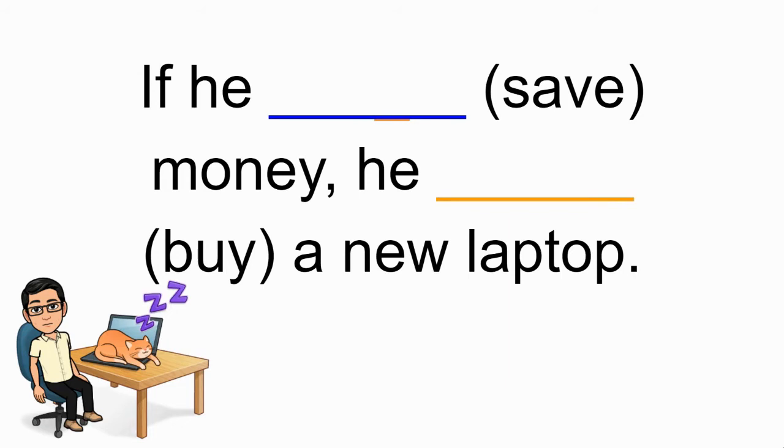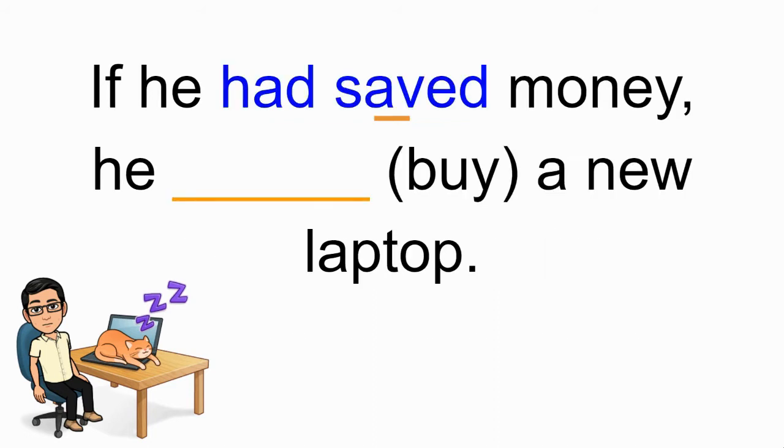If he blank save money, he blank buy a new laptop. Now, what is the correct form of the verb that we will use in the if clause? Very good. The answer is had saved. The past perfect of save is had saved. That is the formula in writing the if clause in the third conditional.